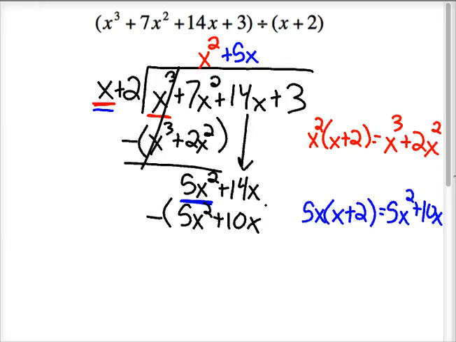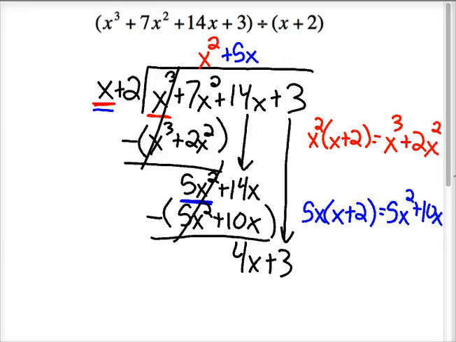And again, I want to subtract it off to see how close I got. 5x squared minus 5x squared, that should always cancel. That's the point of this, that it would cancel. 14x minus 10x is going to leave me 4x. Then I bring down my 3.